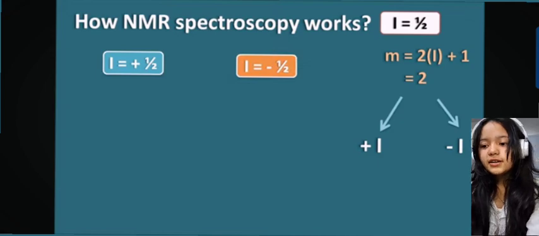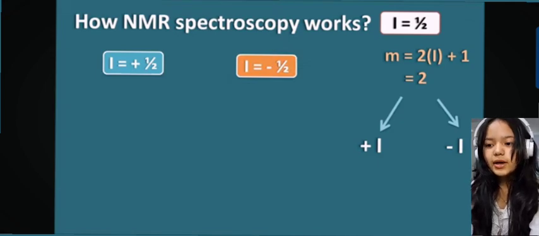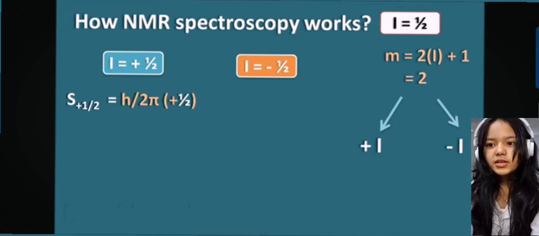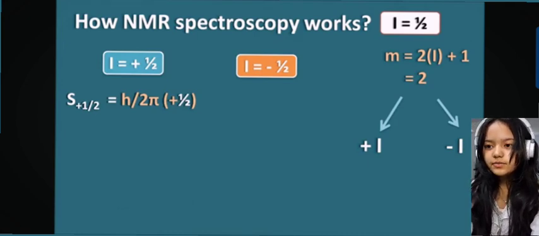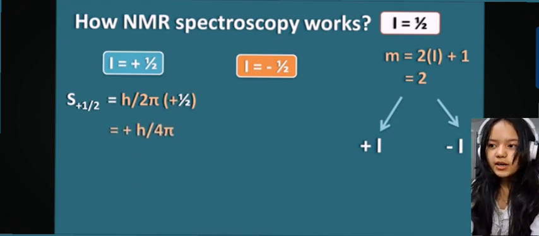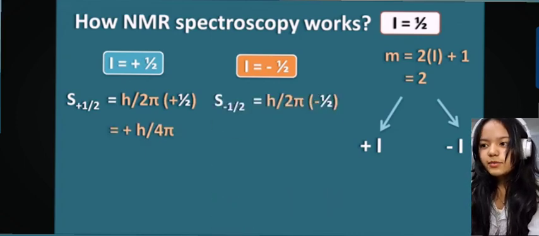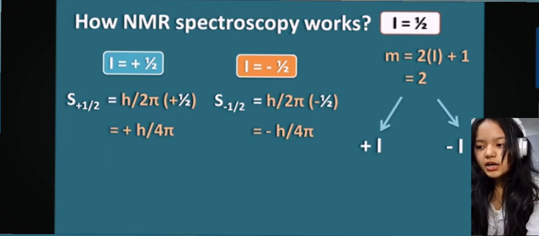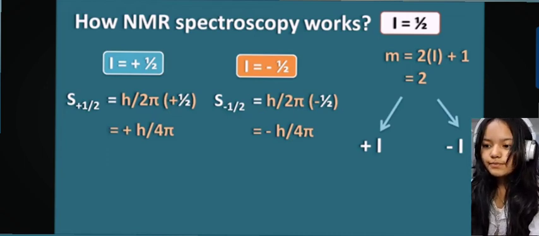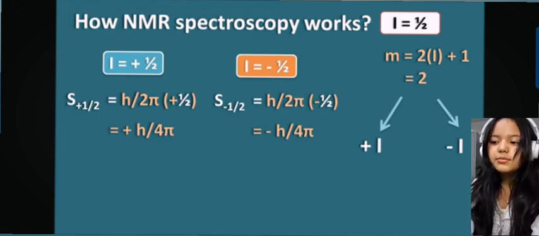For each spin state, we can write the spin angular momentum as well as the magnetic momentum. So S is equal to h by 2 pi. For plus half, it will be h by 2 pi into plus half. After substituting, it becomes h by 4 pi. Similarly for minus half, h by 2 pi into minus half gives us minus h by 4 pi. We can see that the spin angular momentum of both spin states is equivalent in magnitude, just different in sign. One has the plus sign and the other has the minus sign.